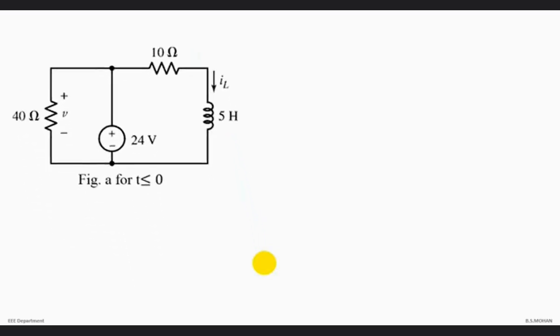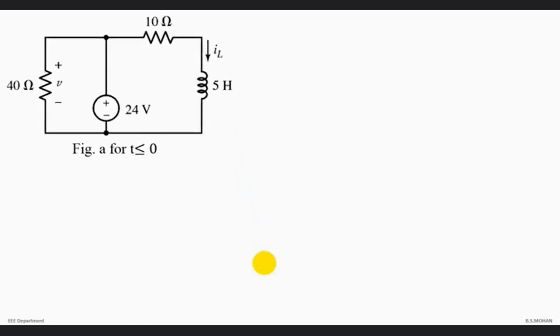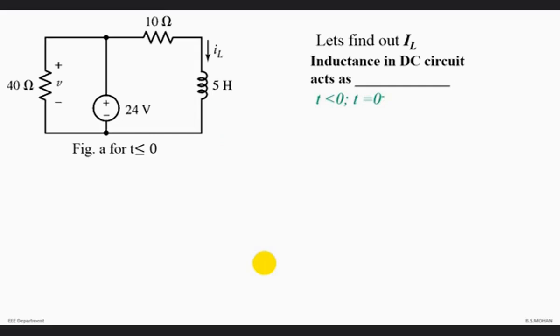So let's solve for figure A to find the voltage at t equal to 0 minus. But first let's find IL. I'm sure the answer for V, the voltage across resistance, for t less than 0 is 24 volts. But let's find the current, and why, we'll see in the upcoming slide. So we are solving for IL for t less than 0, that is t equal to 0 minus. How does an inductor act in a DC circuit? It always acts as a short circuit, as we know XL is equal to omega L, and omega in a DC circuit is 0.